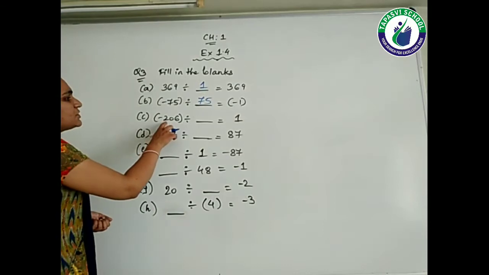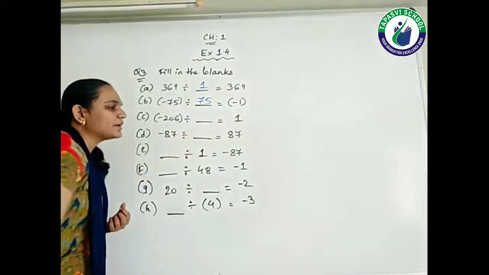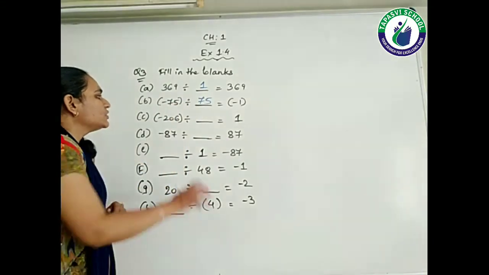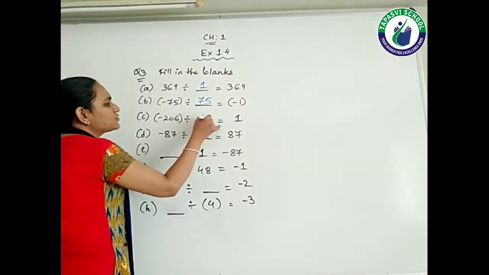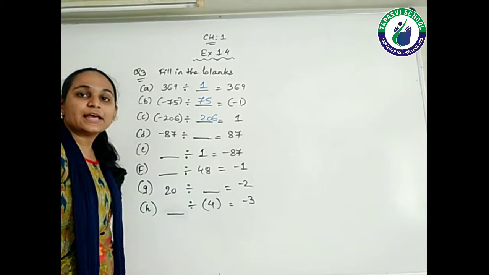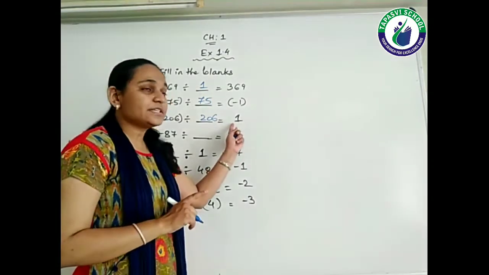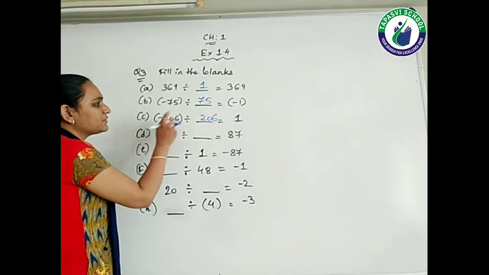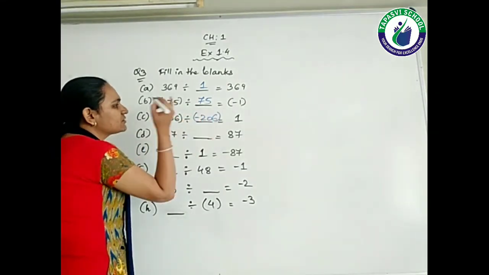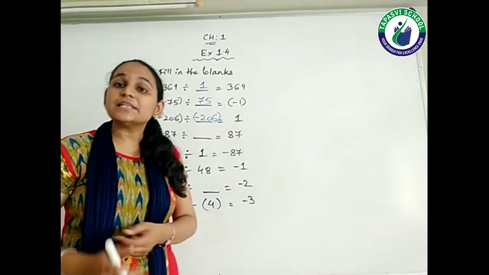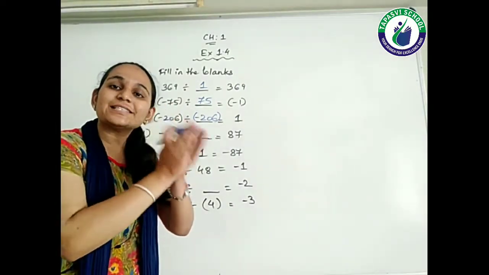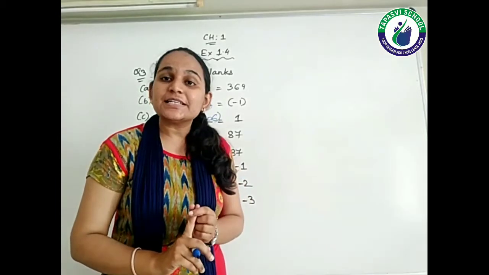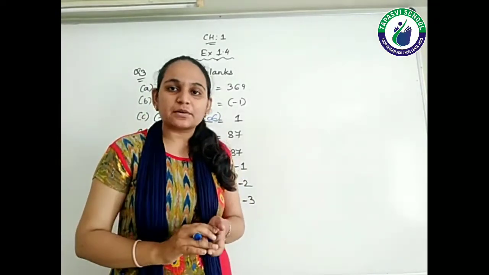Next one, 206 divided by dash is equal to 1. Again the same kind of question as we have seen in B. So 206, if you divide it by 206, then you can get 1. Now here the answer is a positive one, but in the question only one number is negative, so we need to give negative sign to this also. Then you can get the answer as positive. That means if you want the answer as positive, both the numbers need to be negative, and if you want the answer as negative, one number needs to be negative, right?